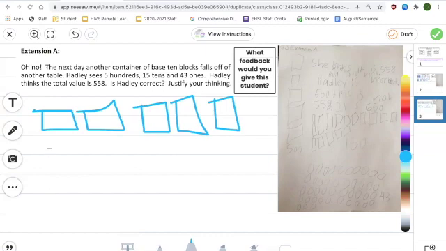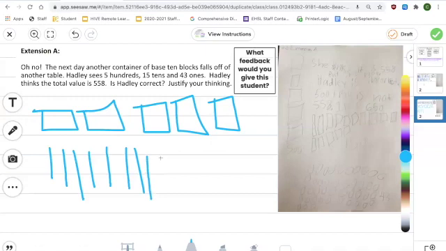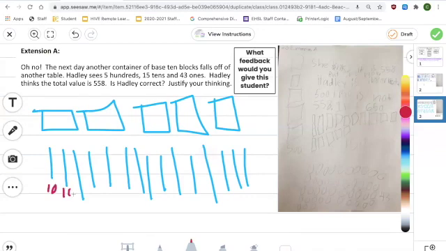And 15 tens. You know what? I can just draw some long straight lines and I'll know they're tens because I'll label them. 6, 7, 8. And I'm labeling them as tens, okay? And then it says, 43 ones. I mean, I could draw out 43 squares, I guess.